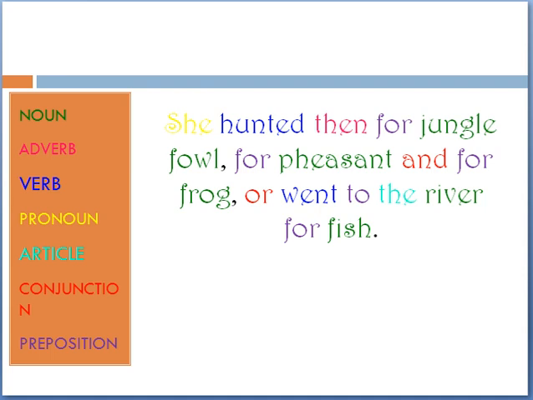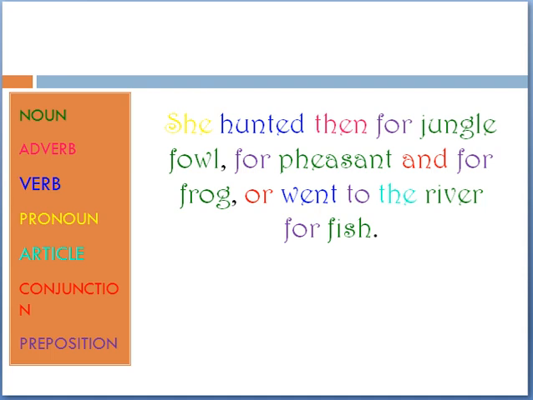Went is an action word. It is the past form of go. So went is a verb. To the river, to is a preposition. It is telling us the direction towards the river. So to is a preposition.